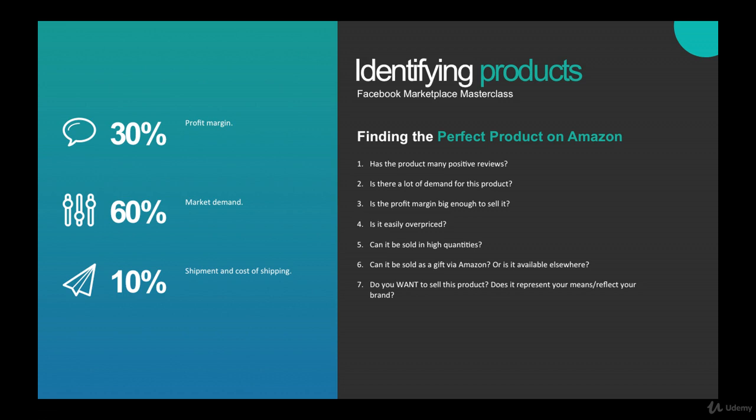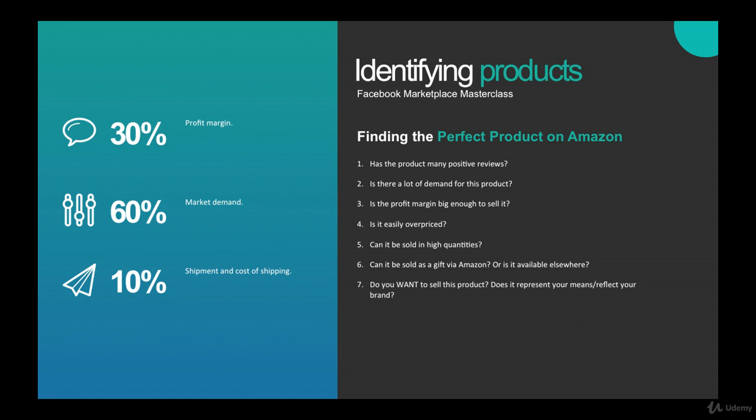So for instance, when I look at a product and I see, okay, it has a massive profit margin, but only very little market demand, and the shipping and the cost of shipping is fine, I would still not get into this product. Why? Because no one is going to buy it. As we saw in the example of a product that has a profit margin of $10, and another product which has a profit margin of $5, a high profit margin does not mean that it will sell often.